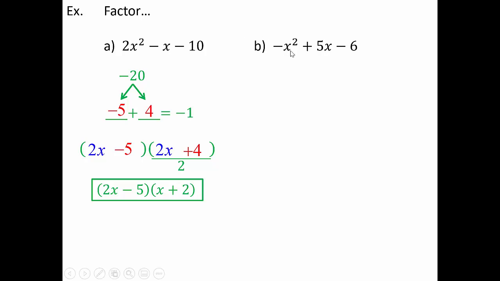On the second one, I'll use the AC method, but here's where I want to be super careful. Anytime I have a leading negative, factor out that leading negative.